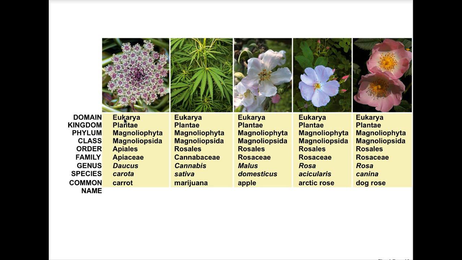When we look at the diversity of life, it can get really complicated. So scientists have devised a naming system. The naming system, from very broad to specific, is organized as domain, kingdom, phylum, class, order, family, genus, and species. The genus and species together make up the name of the organism. So for example, all the way to the right, we see a Rosa canina, or a dog rose.